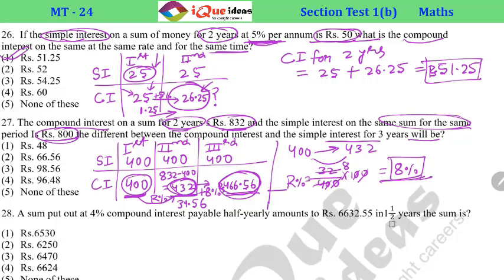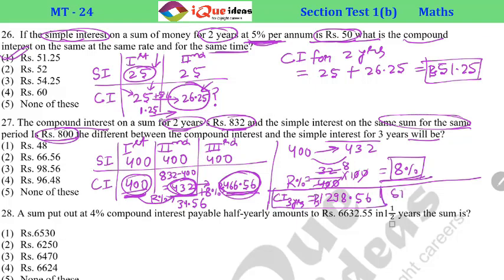So total compound interest for 3 years, what will it be? You have to add 400, 432 and 466.56. Okay, so if you add, you will get 4 plus 4 plus 4, that is 1200, and 32 plus 66 is 98. So 1298.56 rupees. This is the compound interest for 3 years.